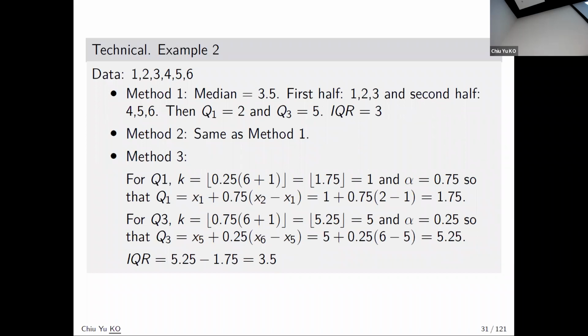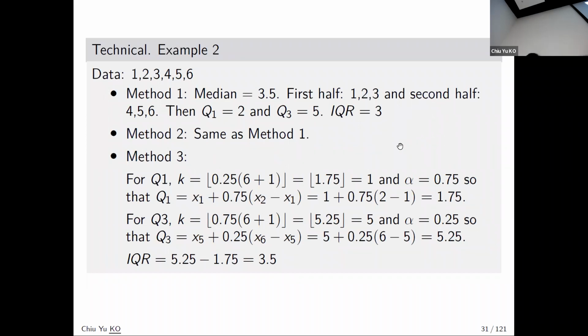Right? So what you should get for this Q1 will be very simple. Just get the first guy, x1 plus 0.75 of x2 minus x1. And you may ask why this formula, 0.75 times distance. The idea is what we call linear interpolation.